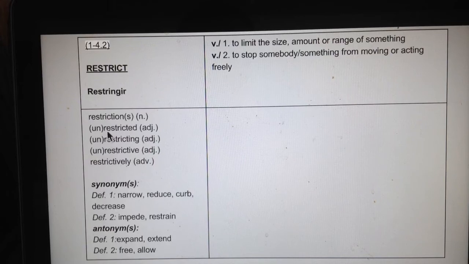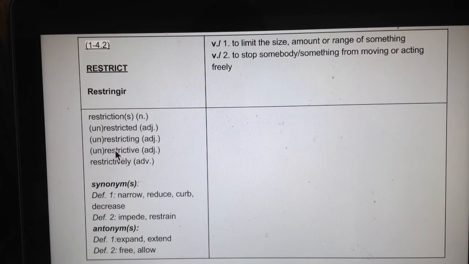The action is restriction, or restrictions, that's their noun form. You have two participle forms, restricted and restricting. If you add un, the prefix before both of them, then you will get the opposite. So someone who is unrestricted is someone who is free to move around. Okay.